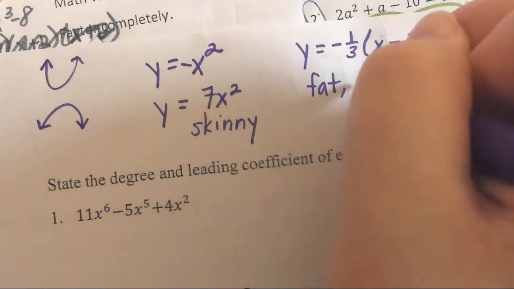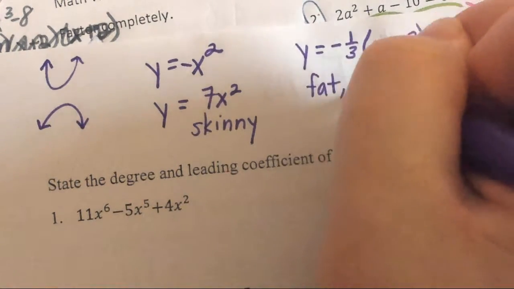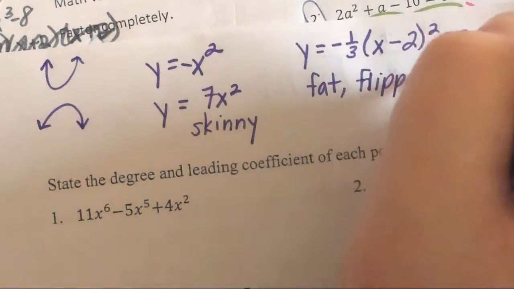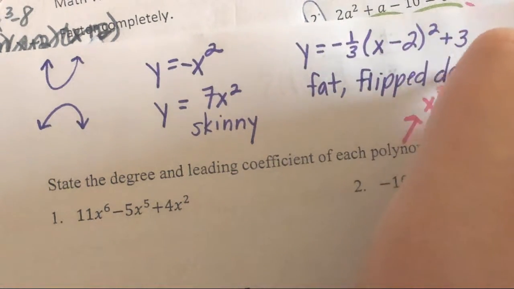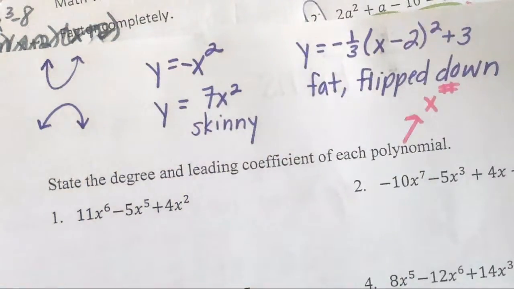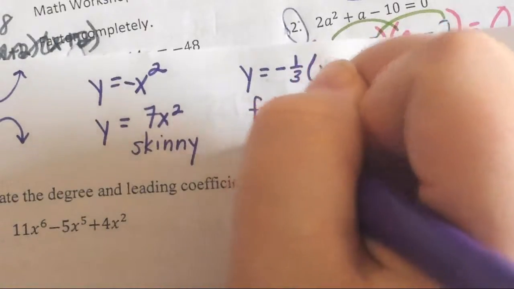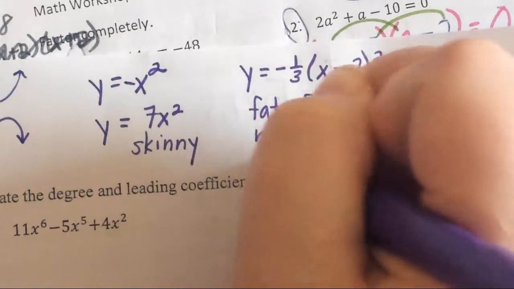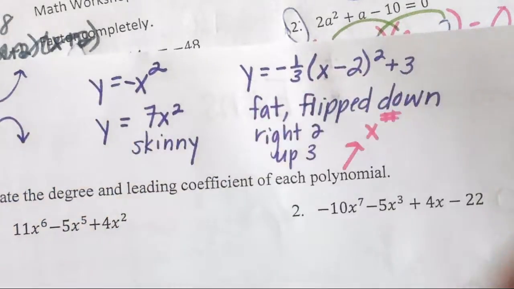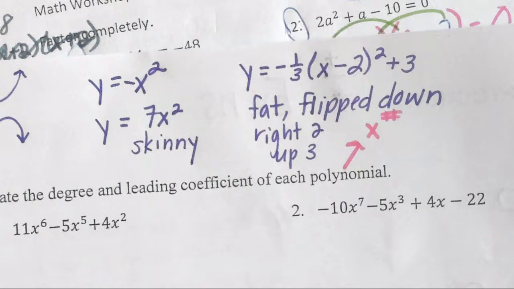It's going to be down. So I'm going to say flip down because of that negative sign. How did that negative 2 and that 3 make it move? Right 2, up 3. Okay, so seeing that equation, instantly you were supposed to think about how that makes my graph look. That's the same thing we're going to talk about today. Seeing these weirdo looking equations tells us a bit about how these graphs should look.